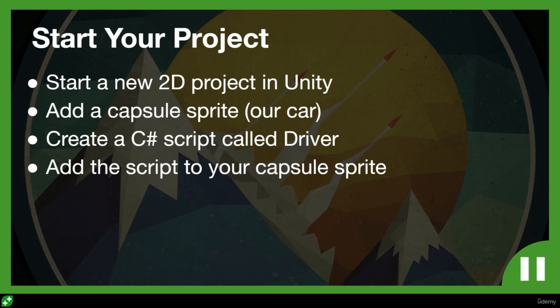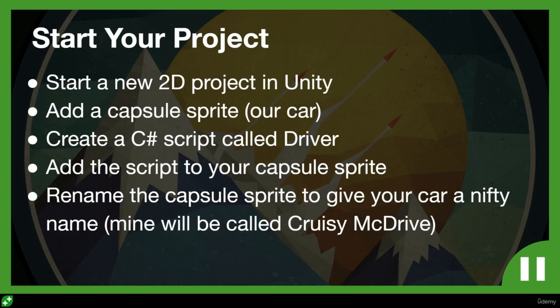So if you're not exactly sure how to do that, we covered that in the very first intro section, but it's a case of adding that to your sprite. And then last step, rename the capsule sprite to give your car a nifty name. Mine's going to be called Cruisy McDrive. You can call yours whatever you like. There's your challenge. Pause the video and then start the video again once you've completed those steps.